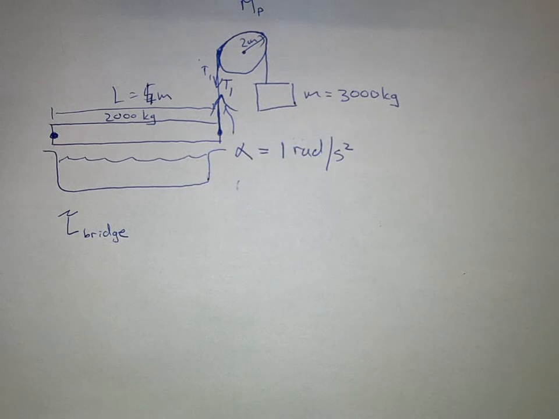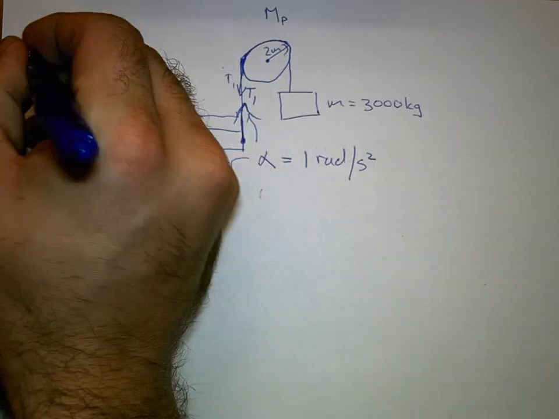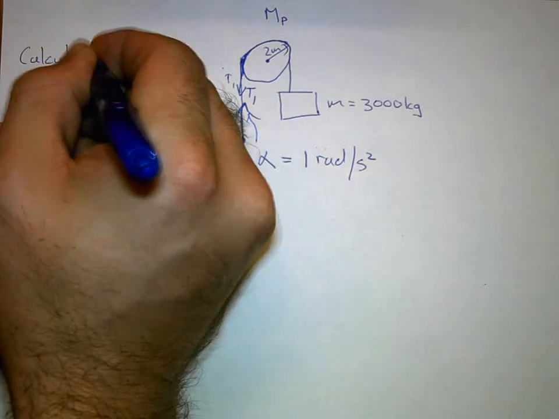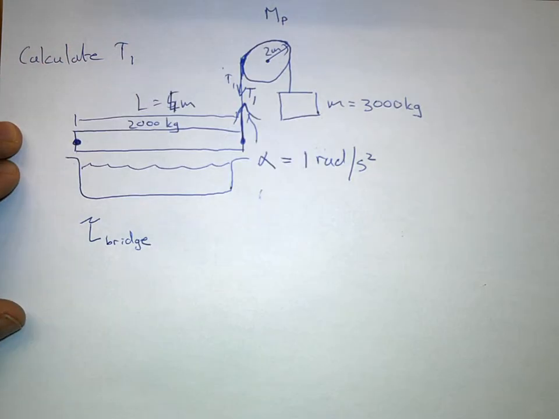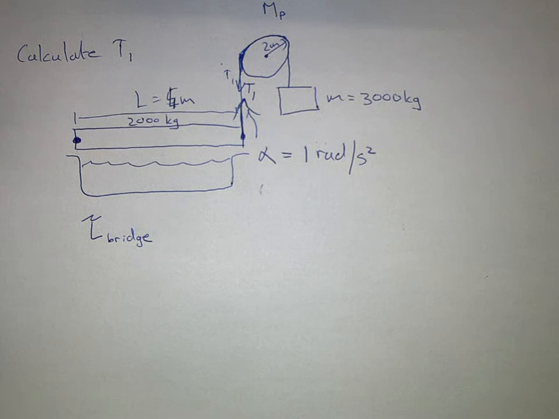Now one question, if I want to look at the weight of the bridge, yes? The question is to calculate the tension in the cable T1. So just write it down. So we need to calculate T1. So if I want to view the weight as producing the torque, where would the point of application of the weight be on the bridge?